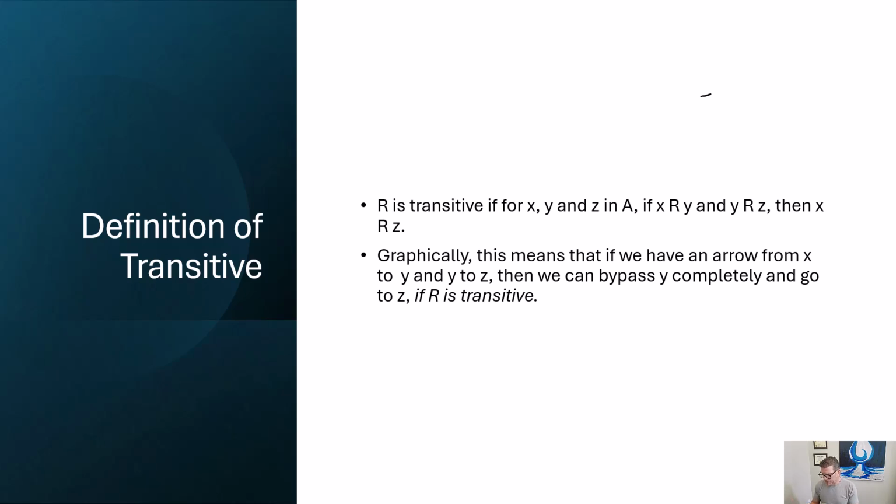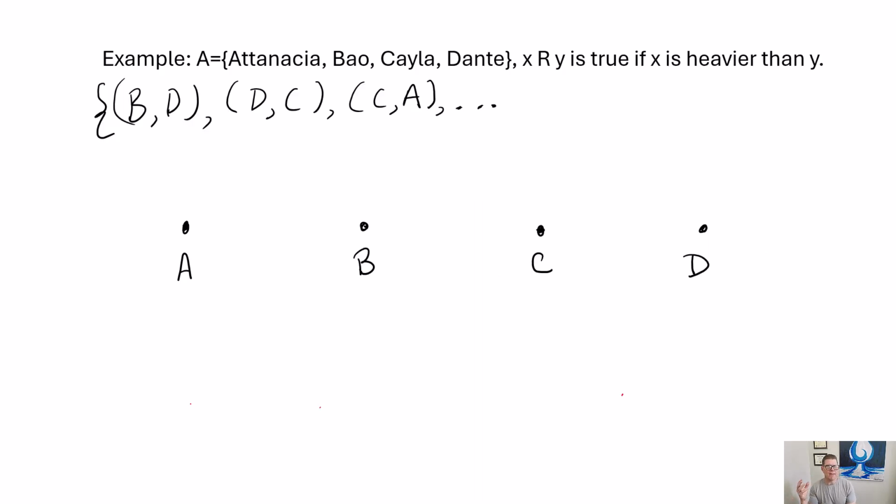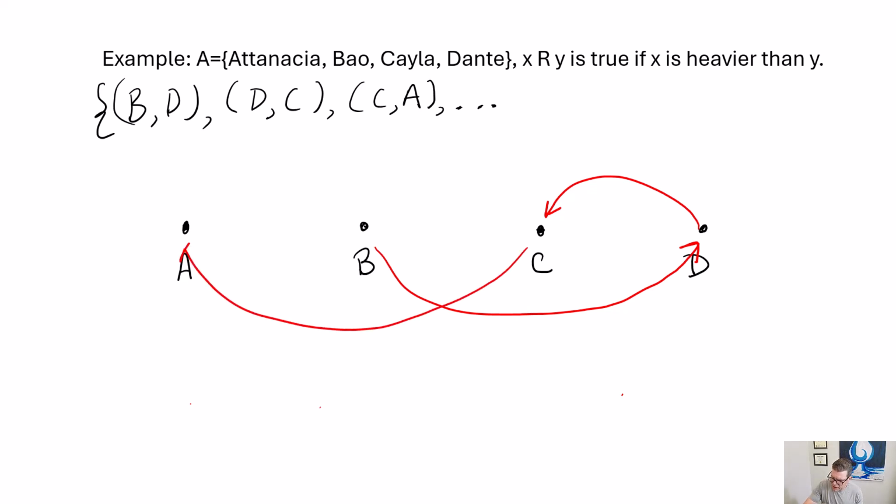Let's take a look at an example. Let's suppose that we have A as Adonassia, Bao, Kayla, and Dante. And we have xRy is true if x is heavier than y. So let's say, for example, that we know that Bao is heavier than Dante. We have Dante is heavier than Kayla. And we have Kayla is heavier than Adonassia.